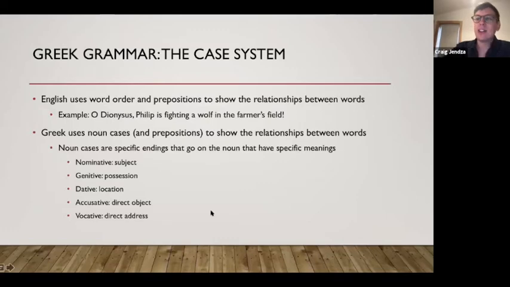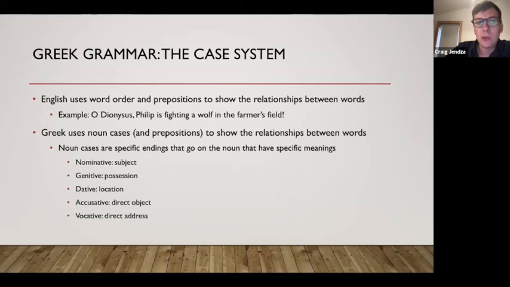Okay, I want to talk a little bit about ancient Greek grammar, just to give you a taste of what it looks like. And specifically, I'm going to teach you guys about the case system. Basically, it's a different system for the structure of the language.